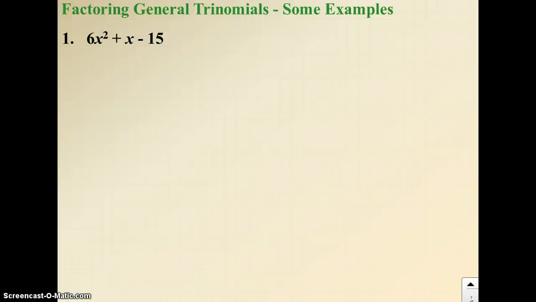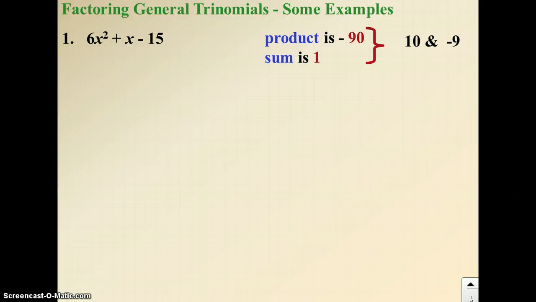Here's some more examples. 6x squared plus x minus 15. Ask yourself what two numbers add to 1 and multiply to negative 90. Well, those two numbers are positive 10 and negative 9. So we use those two numbers, positive 10 and negative 9, to decompose the middle term.